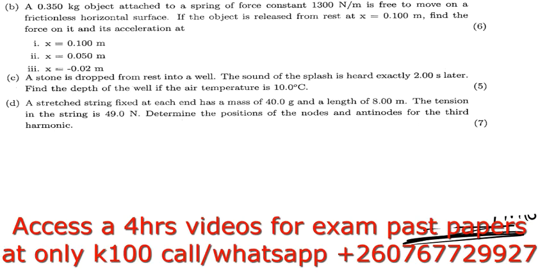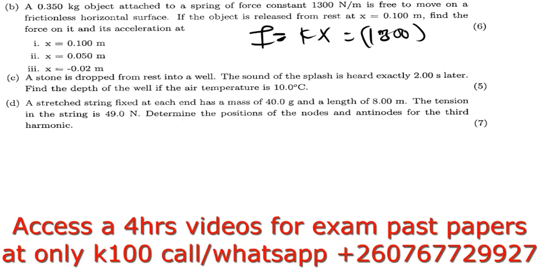For part 3, we use the same formula. Force is equal to kx. Now the k is 1300, the x is negative 0.02. So what will be the force? It will be 1300 times negative 0.02, which gives me negative 26 newtons, because the x is negative.